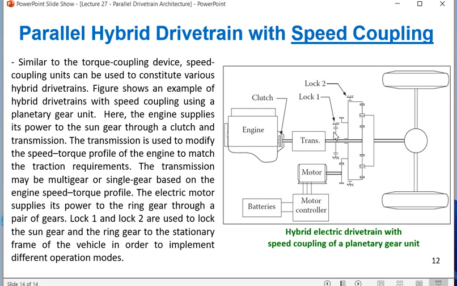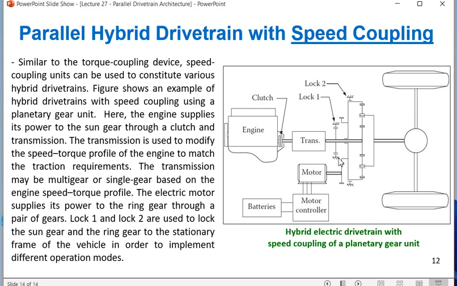So coupling quality between the sun gear and the ring gear and the whole power generation system, they are actually ensured by lock 1 and lock 2. So very important thing, lock 1 is actually used to lock the sun gear, lock 2 is used to lock the ring gear to the stationary frame of the vehicle in order to implement the different operational modes, because these gears are actually rotating parts and vehicle chassis is actually a static part. So this lock 1 and lock 2 couples this rotating part with the fixed part of the chassis.